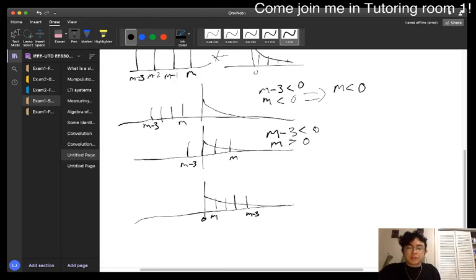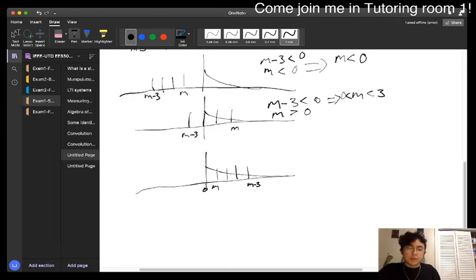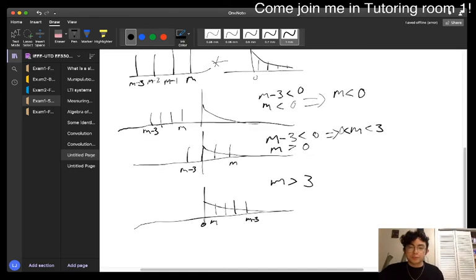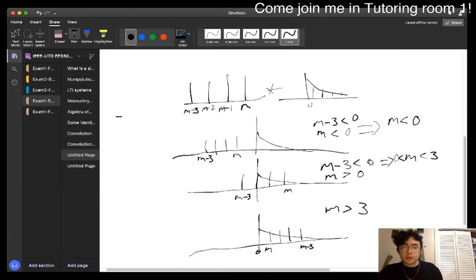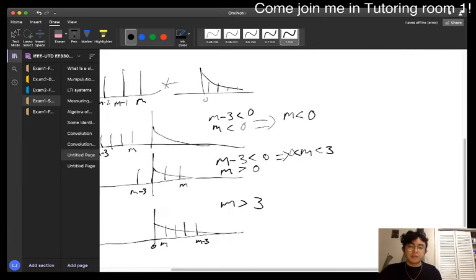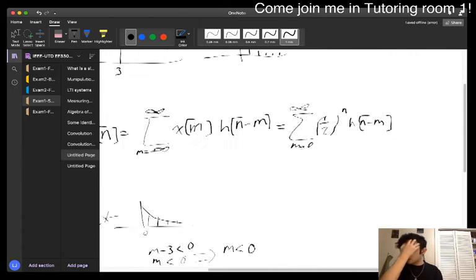So now we need to take the intersection of m, so m is less than 3 and 0. And then we need to find this one, which is going to be m is greater than 3 by a similar process. So yeah, those are our 3 cases. So let's go ahead and find the sum of these.